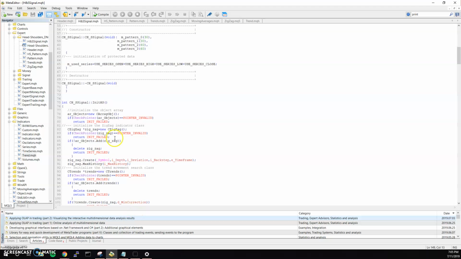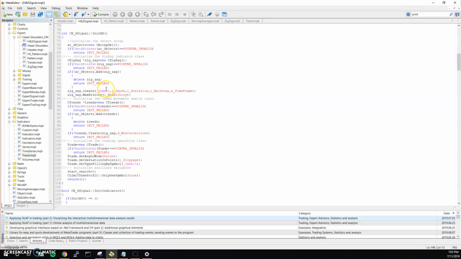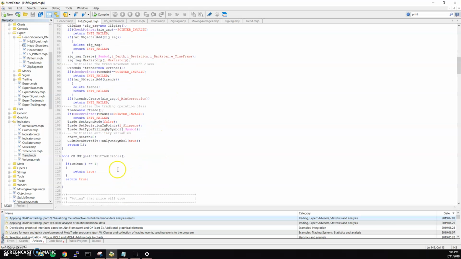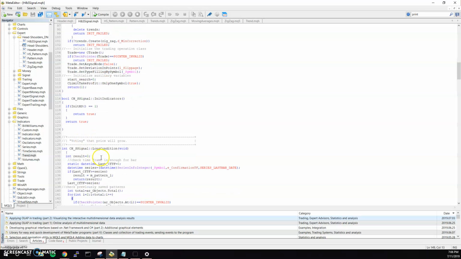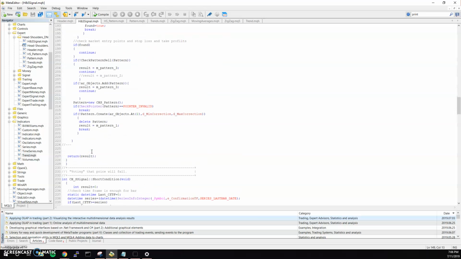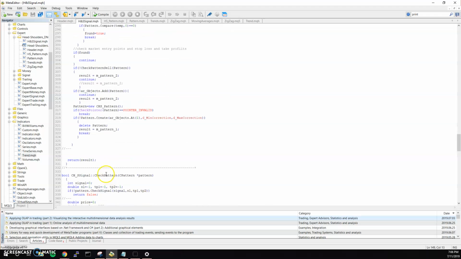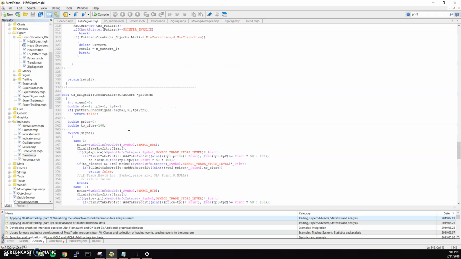So we have this initialize function that initializes the head and shoulders, sets up our object arrays, our zigzag arrays, our trend arrays, and everything that we'll need later. We initialize our indicator here. We have our long condition, our short condition, and then we have the original check pattern.